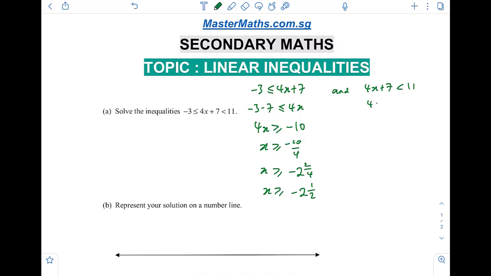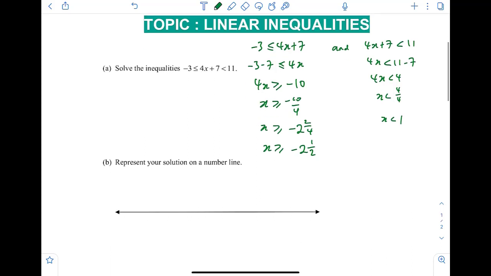And then the other side: 4x less than 11 minus 7. 4x less than 4, so x is less than 4 over 4. X is less than 1. Alright, so x is less than 1, and x has to be more than or equal to negative 2.5.